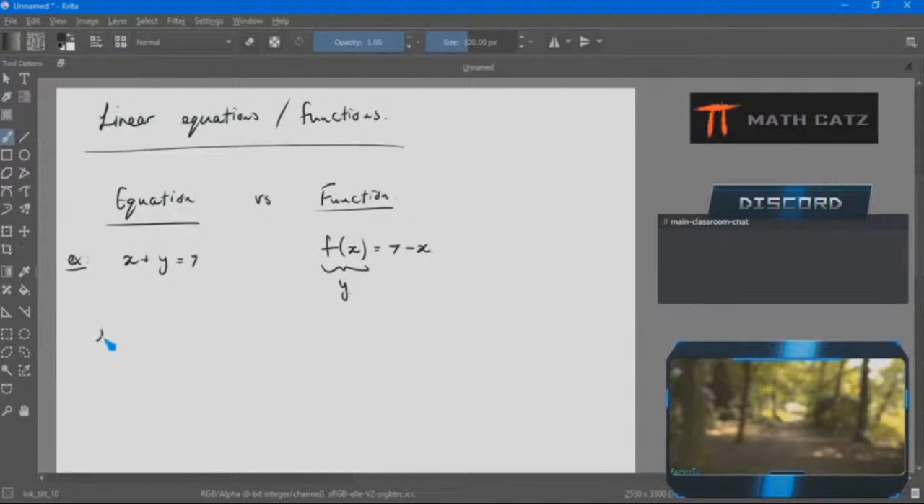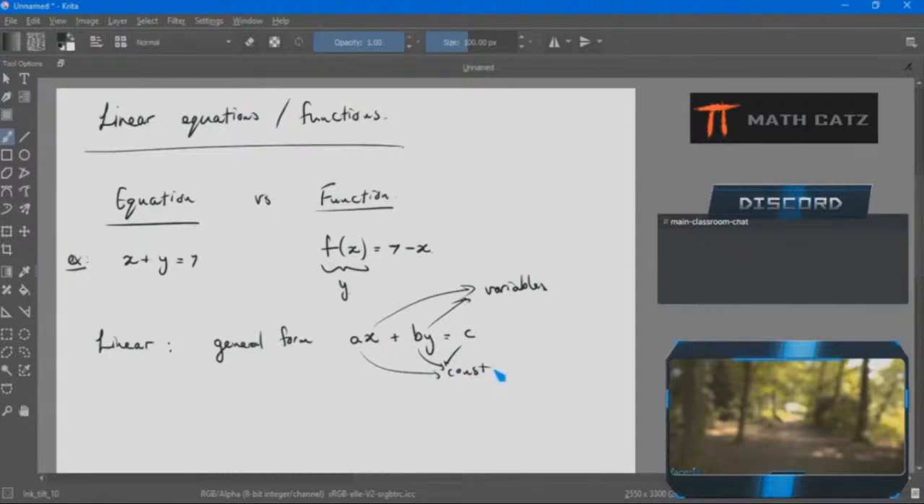Okay, so we want to look at a specific type of equation, anything that has what we call the general form: some constant times my variable, some other constant times my second variable, equal to some other constant. So I have a, b, and c, specific numbers. x and y are the variables in question. a, b, and c are the constants. So we have this specific kind of equation that we call a linear equation.